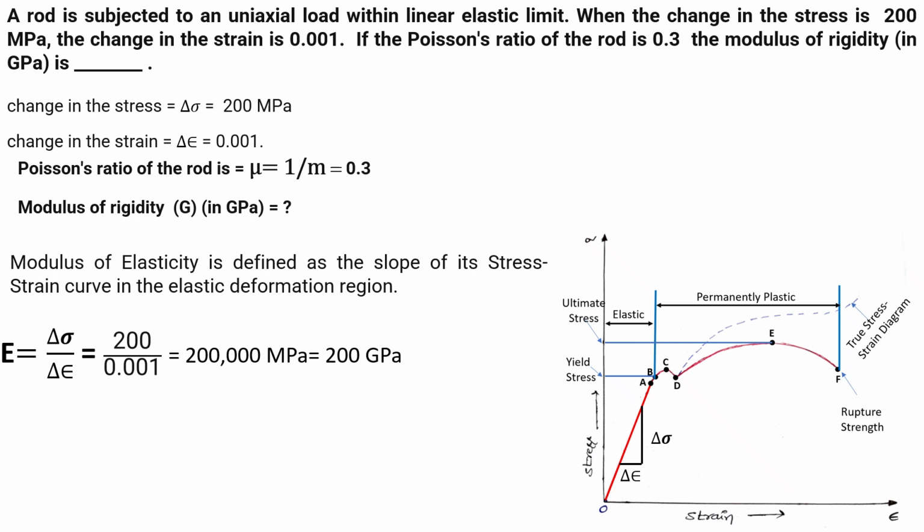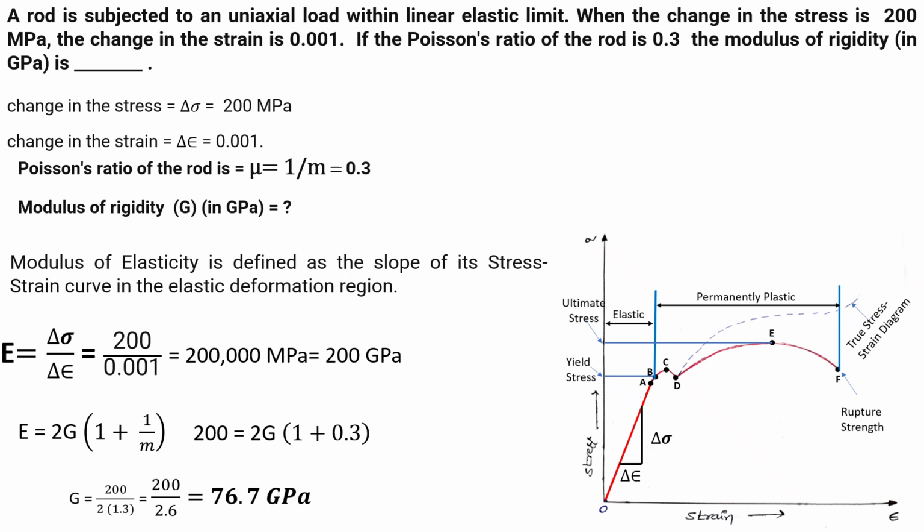Next we have to determine the modulus of rigidity. We know the relationship between E and G. So E equal to 2G into 1 plus 1 by m. We know the E value as well as the 1 by m value. Then substitute all these values, then the equation will become 200 equal to 2G into 1 plus 0.3. So from this equation, G equal to 200 divided by 2.6, which is equal to 76.7 GPa.